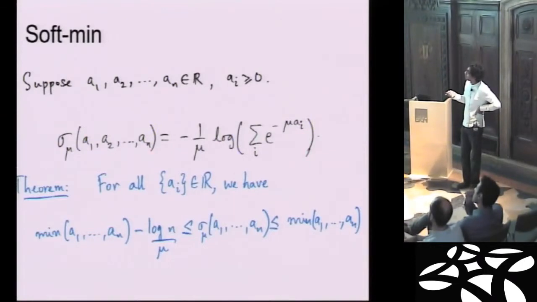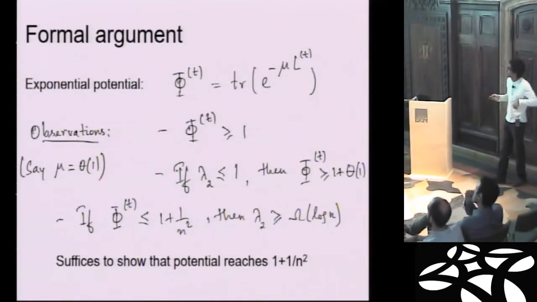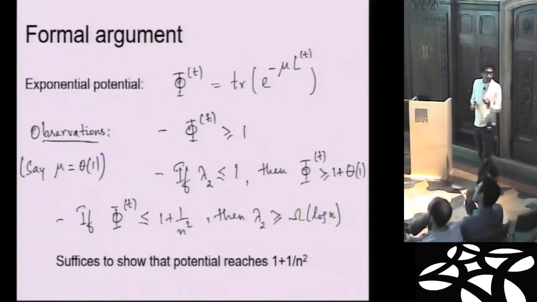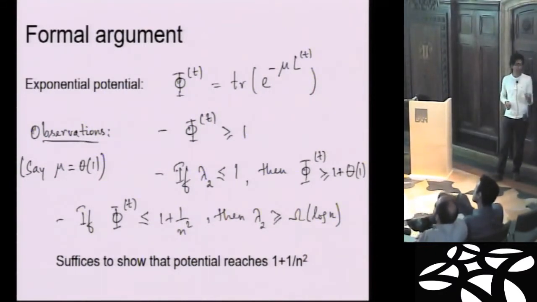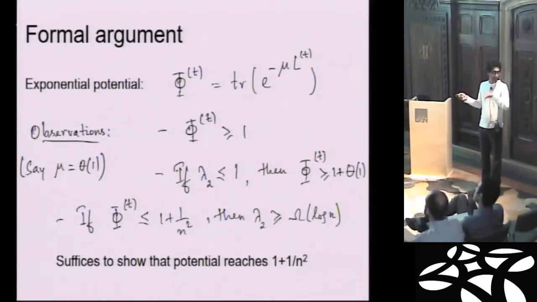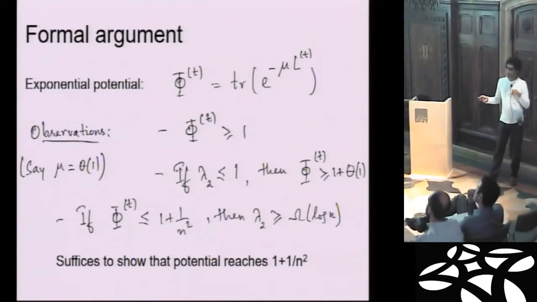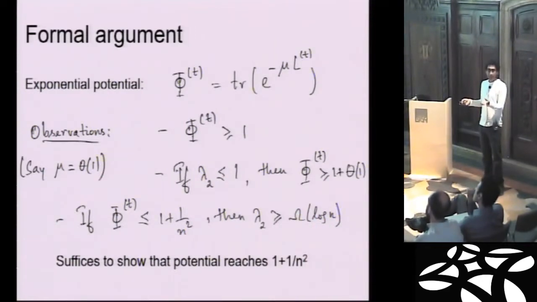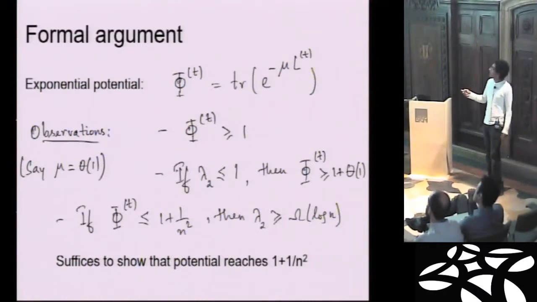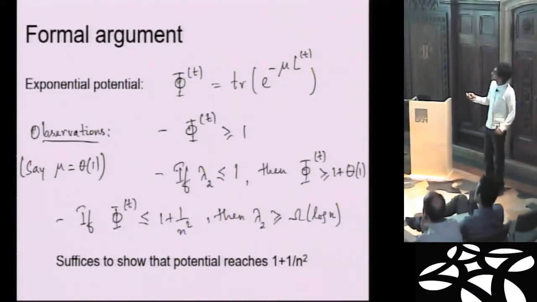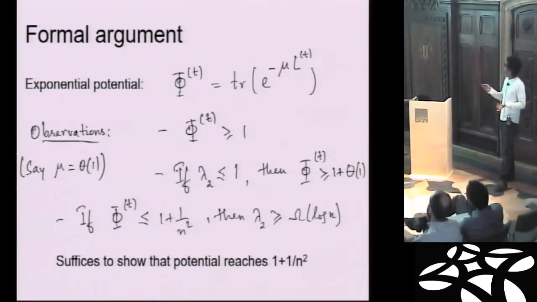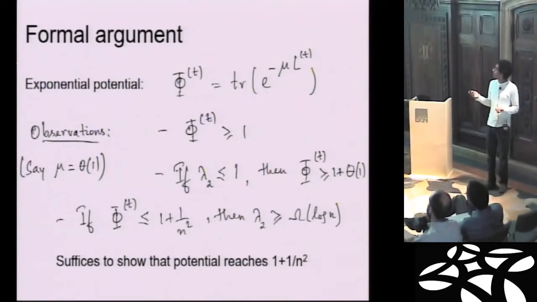So how is it useful in our context? We have this Laplacian matrix that's evolving, and we look at the soft min function applied to its set of eigenvalues. Because we want to reason about lambda 2, we will argue about the soft min of the eigenvalues. That is essentially like looking at this potential, which is the trace of the exponential of e to the minus mu L.